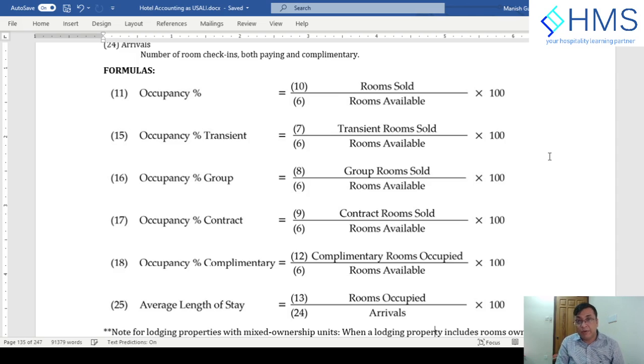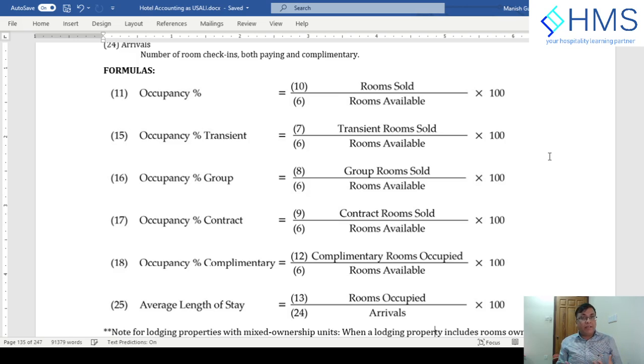The next, as we discussed in the previous video, is average length of stay, which is calculated by rooms occupied. Now here rooms occupied includes everything, whether they are complementary or transient rooms. So it will include the total rooms occupied: paid rooms sold plus the complementary rooms occupied. That will become rooms occupied, divided by the number of arrivals. Number of arrivals means number of check-ins, whether paid or complimentary, so that we can understand on average how many days a guest is staying in the hotel. The average length of stay will change from one period to another.